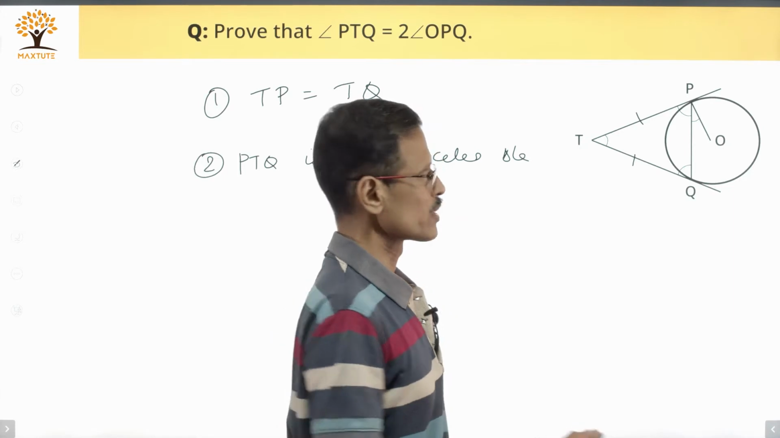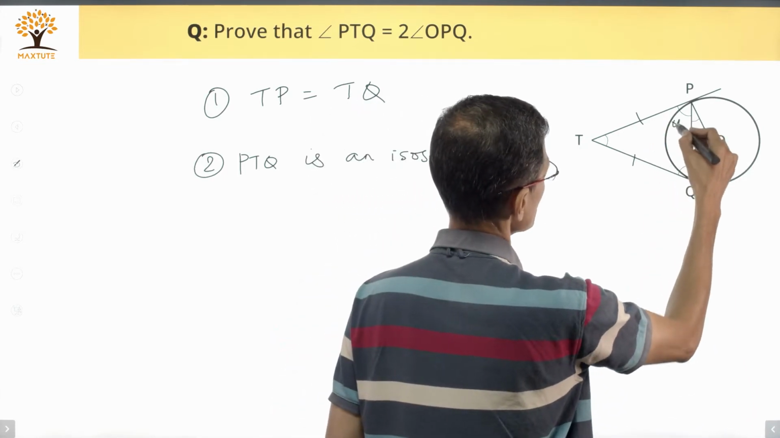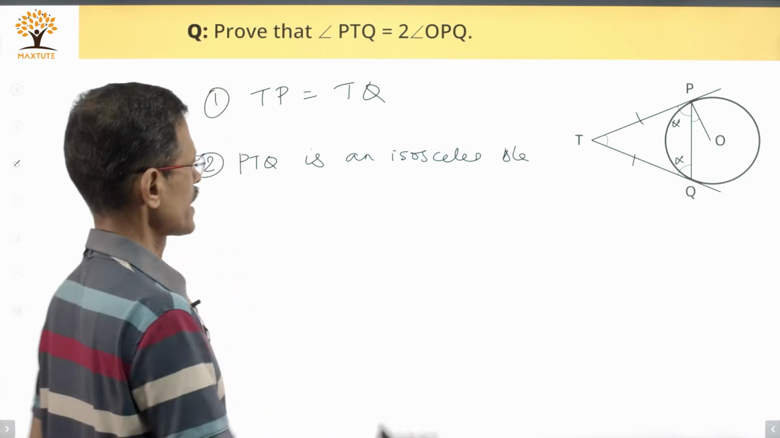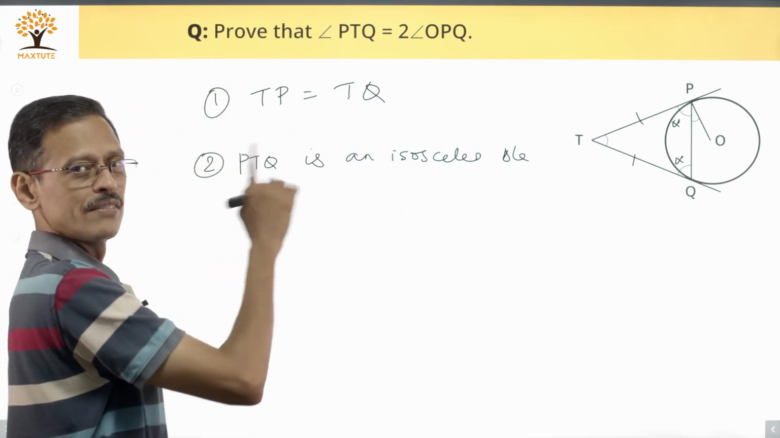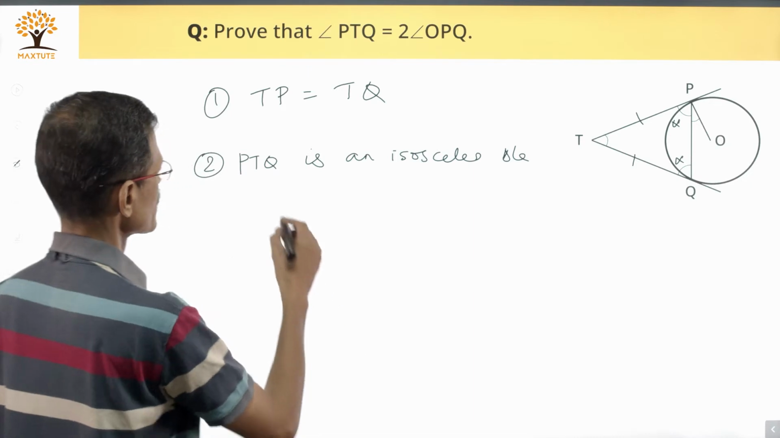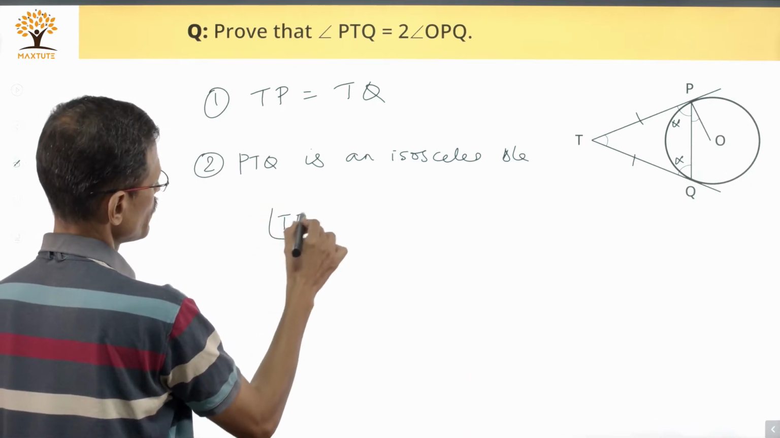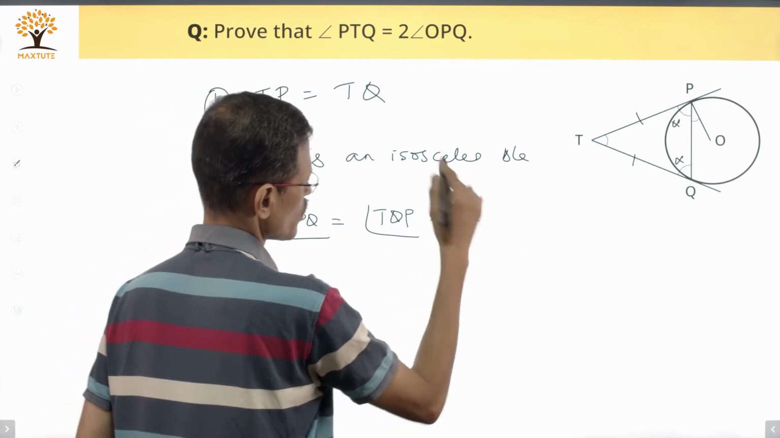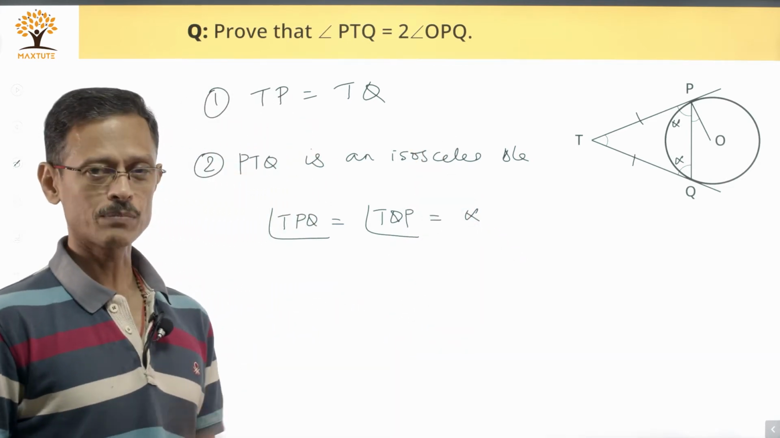Let's just give some names to it. Let's call these two angles alpha and alpha, right? Because PTQ is an isosceles triangle, because two sides are equal, we can establish that these two angles, angle TPQ is equal to angle TQP. We are calling it alpha. So, this is the second property.